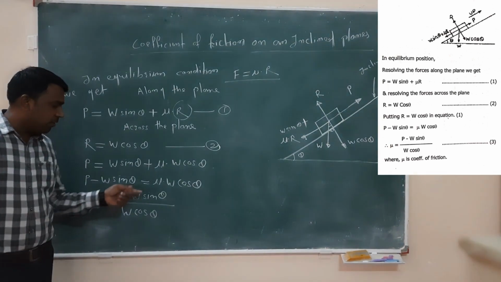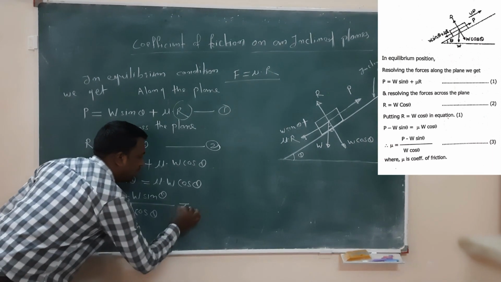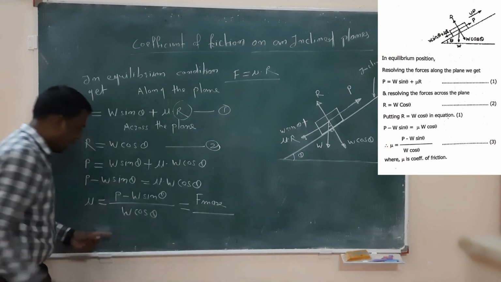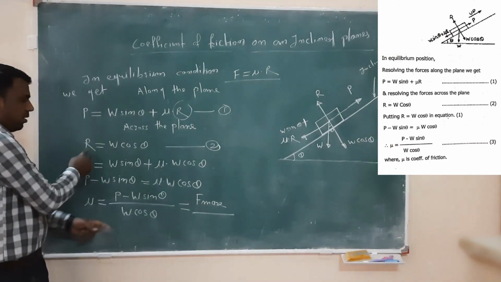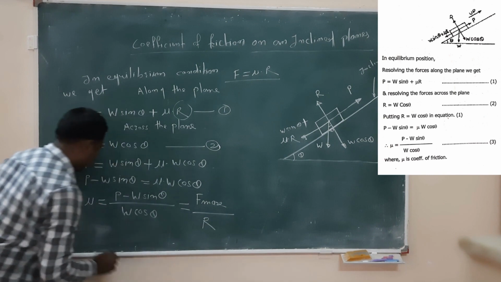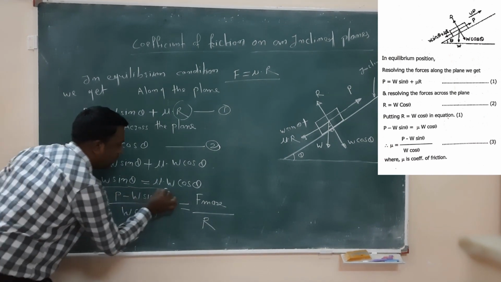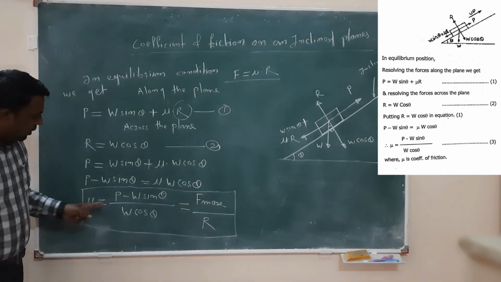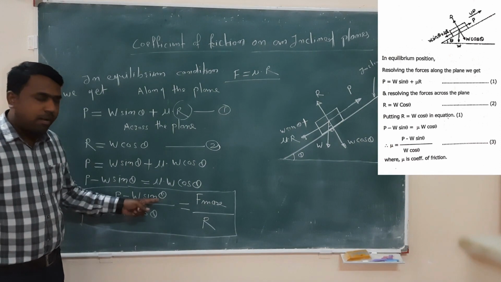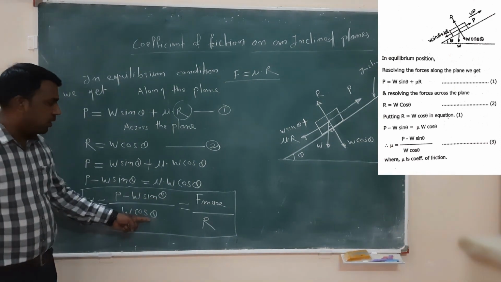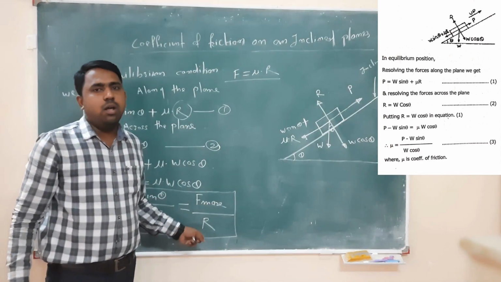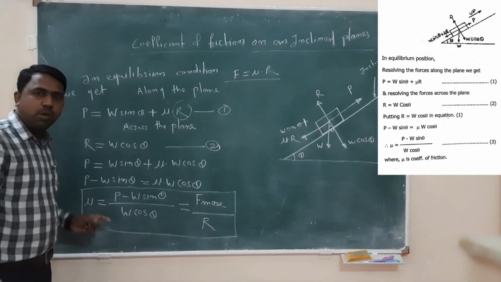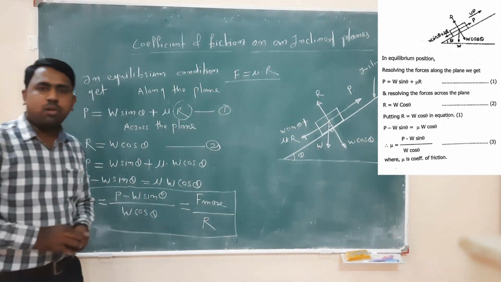Here P minus W sin theta is given as the force maximum, F max, and W cos theta is given as R. So mu, the coefficient of friction, is equal to P minus W sin theta divided by W cos theta, which is equal to F max upon R. By using this equation of mu, we find the value of the coefficient of friction.